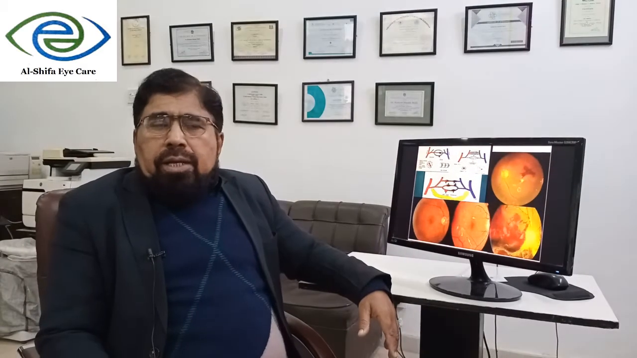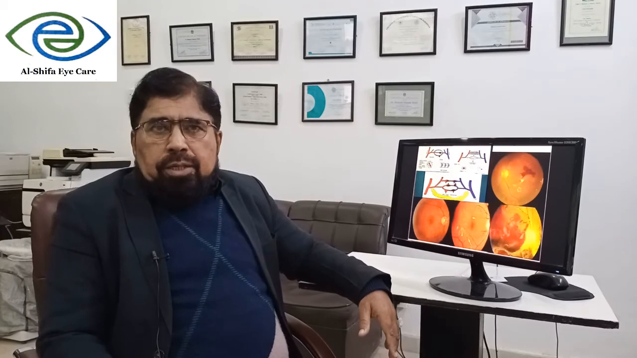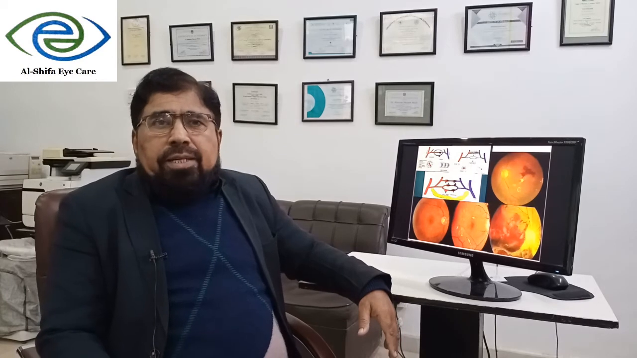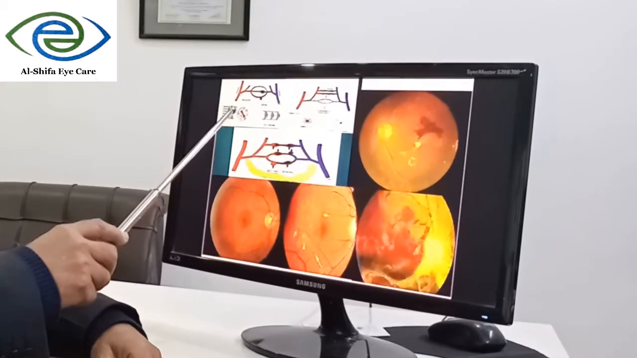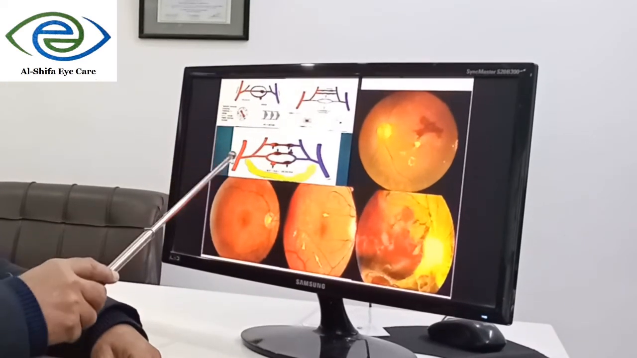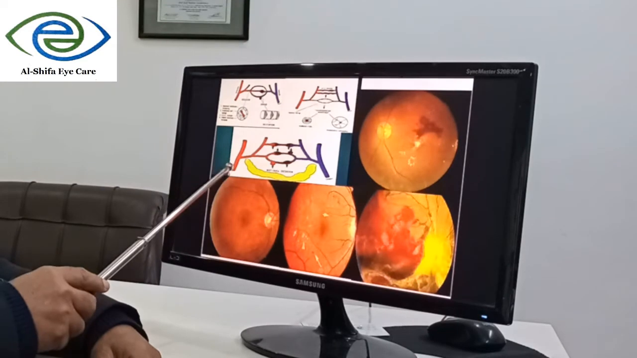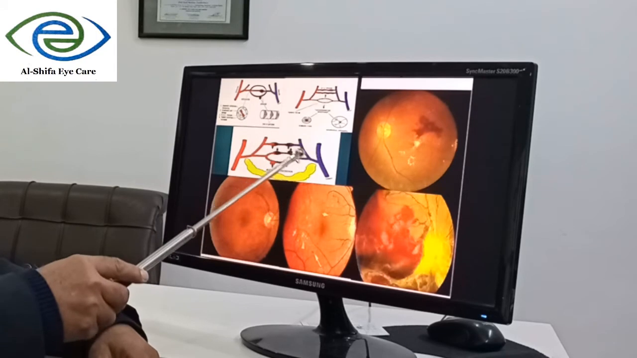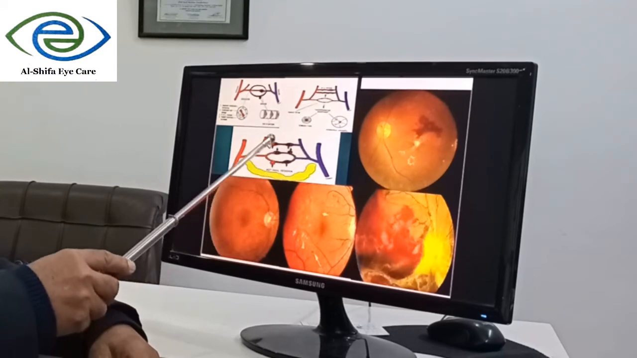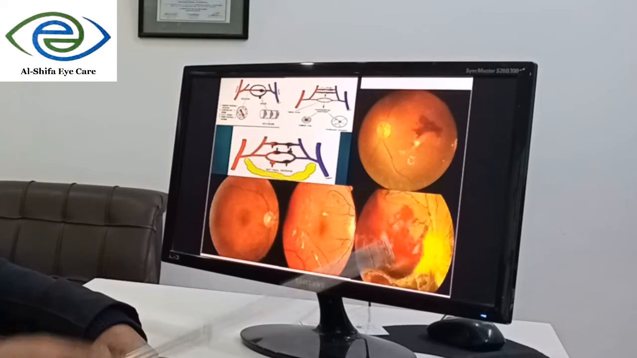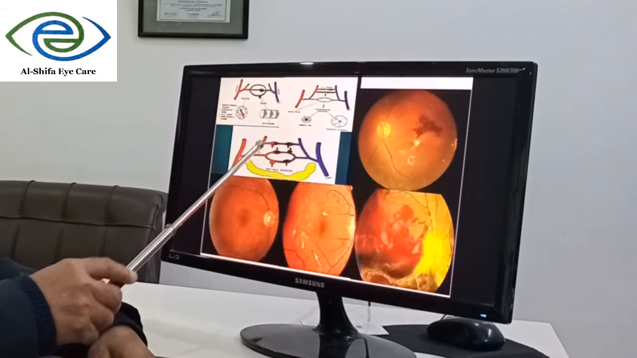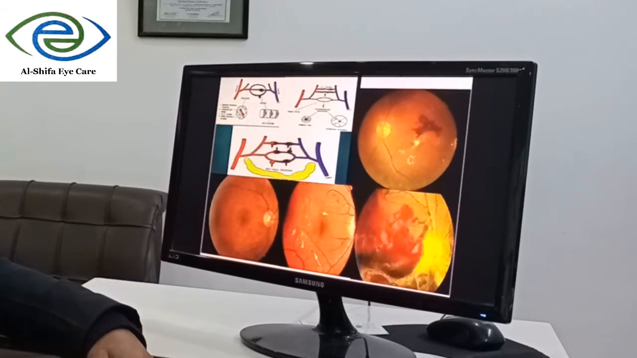Actually, due to high levels of blood sugar, there are certain changes in the blood vessels of the retina. These changes appear initially in the vessel wall. Blood vessel wall, these are the arterioles which are supplying blood to the retina, and these are the drainage veins or the venules which drain the deoxygenated blood from the retina. So these changes are at the arterial level and the capillary level.